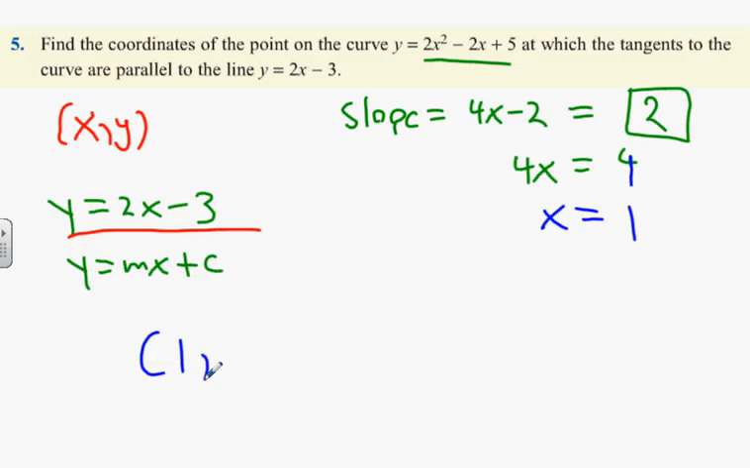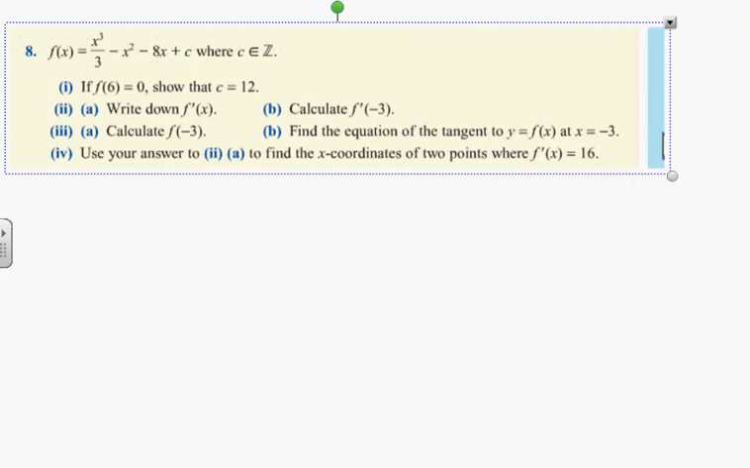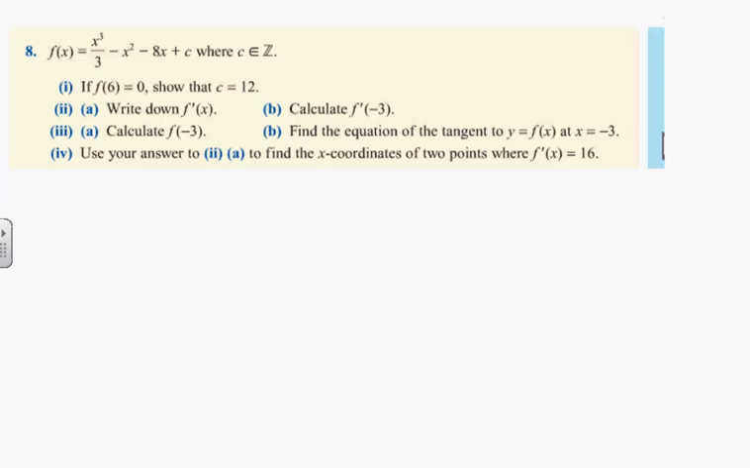Now, I'm not using that, because once again, that's just a random line that's parallel to it. I'm going to use the original, the y value on the curve. Okay? Because the tangent hits the curve, not the other line. So I replace in x, and I get 2 times 1 squared minus 2 times 1 plus 5, which is going to be 5. Right? We good? Okay. Now, it gets a bit harder now in question 8.